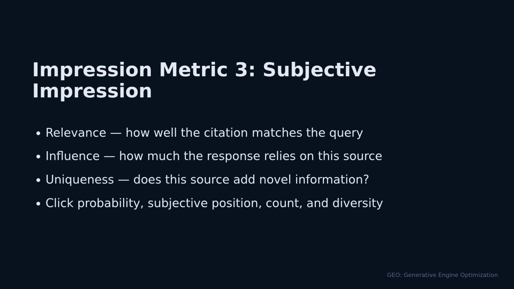GEO also defines a subjective impression score that captures things harder to quantify: the relevance of the cited material to the query, the influence of the citation on the response, the uniqueness of the information, how likely a user is to click the citation, and the diversity of content. These 7 submetrics are evaluated using a language model judge, giving creators a multidimensional picture of their visibility.